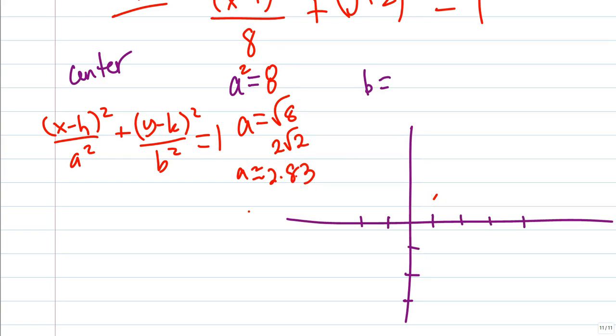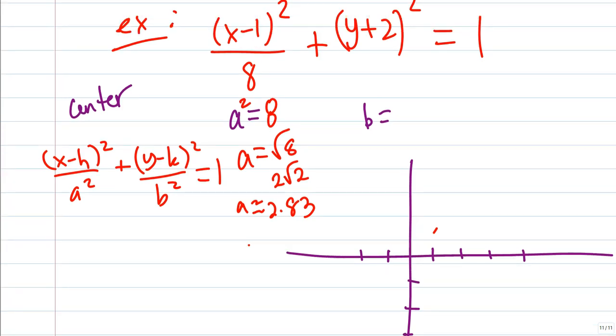Alright, so that means that on the x, we go to the right 2.8, and to the left 2.8. On the y, you're like, well, there's no number there. Well, yeah, there is. It's over 1. So if b squared is 1, b must equal 1. So we go up 1 and down 1. This is what that graph would look like.